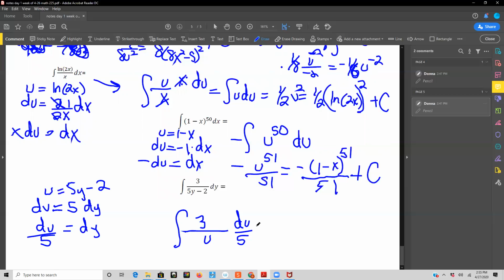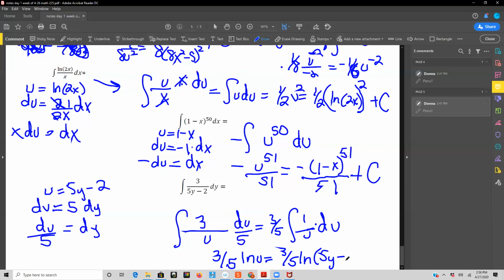So I have a 3 and a 5. Those are constants, so they can come out front of the integral. So it's 3/5 the integral of 1 over u du. Hopefully by now you know that's the ln of u. Some people would say the ln of the absolute value of u, but we're not going to worry about that here today. So it's the ln of u, but u is not u. It's 3/5 the ln of 5y minus 2, plus c. Okay, so hopefully that helped a little bit with integration by substitution.